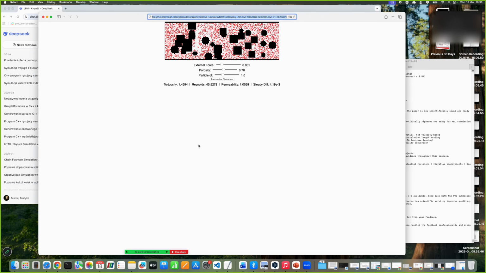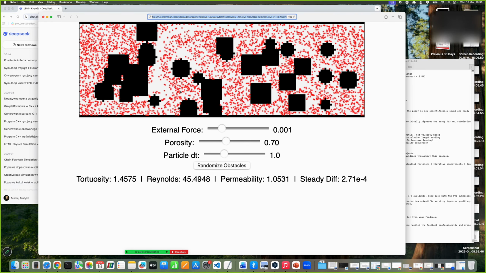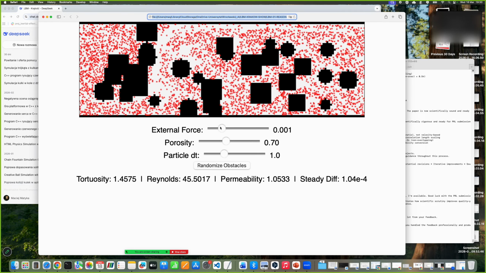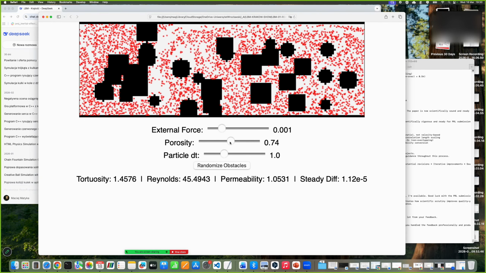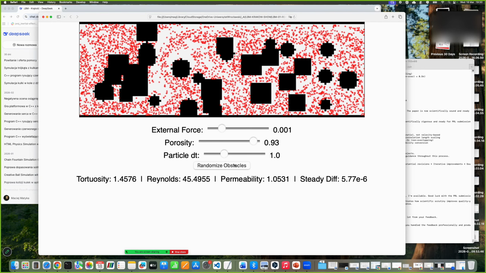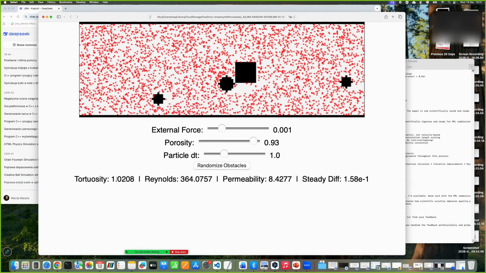It's there. So this, let me make it larger. Okay, this is a fluid flow over obstacles in which I can change external force. Let's not touch it. It has the slider to change porosity, so I can do like 0.93, then it will be like this. And you see tortuosity is 1.0.